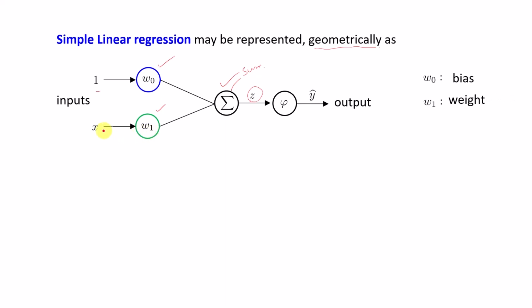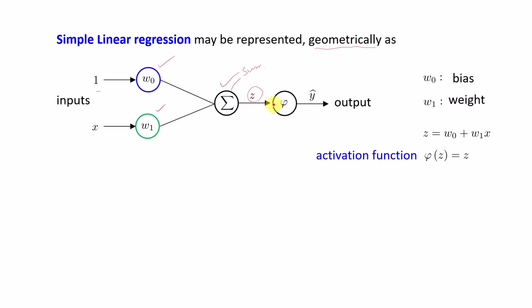This is multiplied with the variable input, that is X. So bias is what is multiplied with the constant input, and weight is what is multiplied with the variable input. Then, because I am summing it up here, my Z will be W0 plus W1X. After I get this Z, I put it in the activation function.